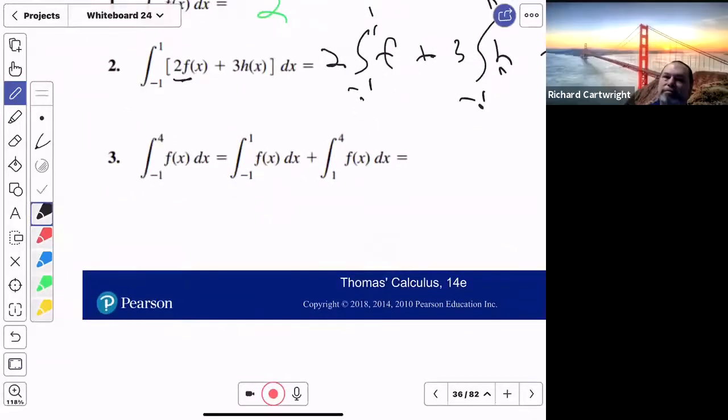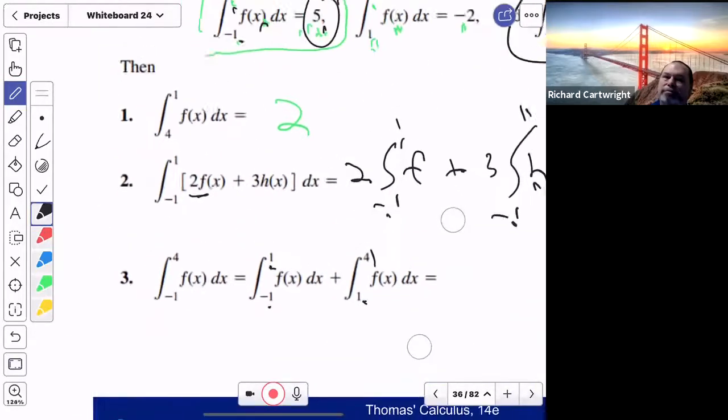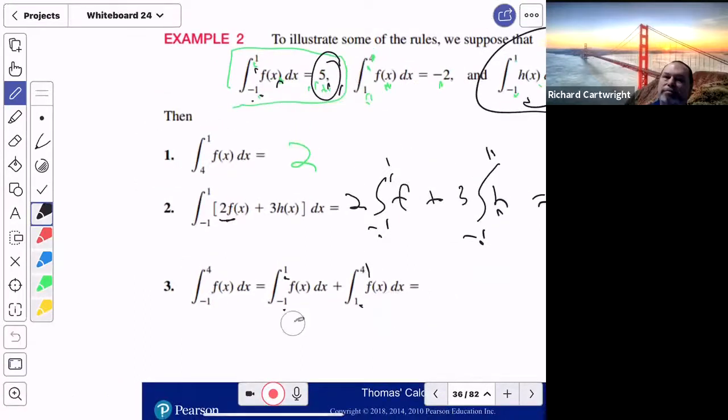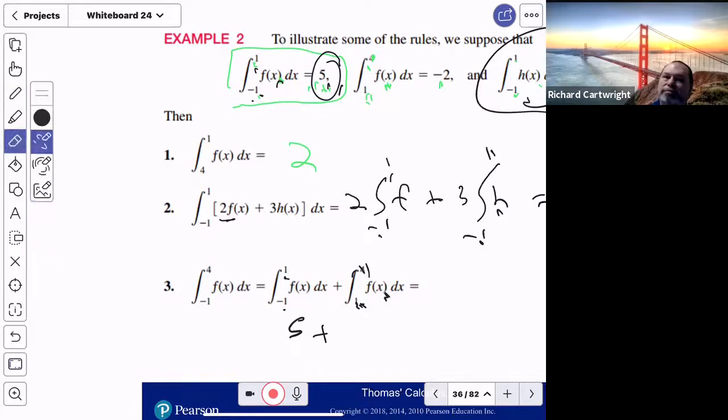How about -1 to 4? He broke it up into -1 to 1 and 1 to 4. Okay, -1 to 1 is 5. This is 1 to 4, right? I gotta erase it. I got too much writing on my paper. It's not paper, only in my virtual dream. Oh, there it is. Okay, that's a -2. So that answer is a 3.